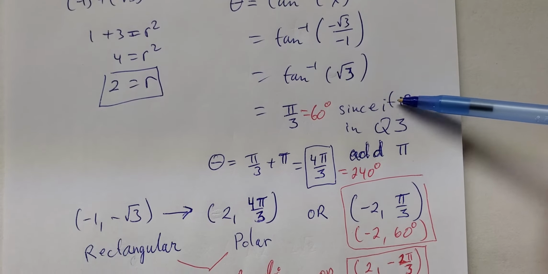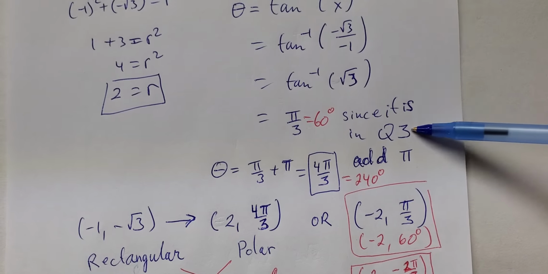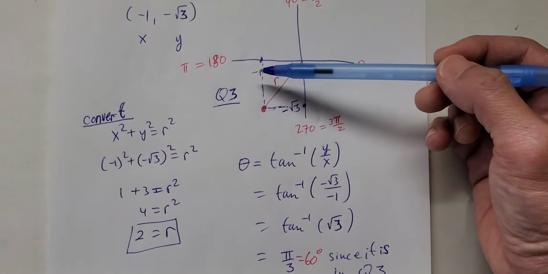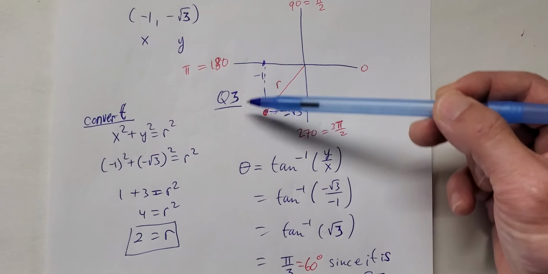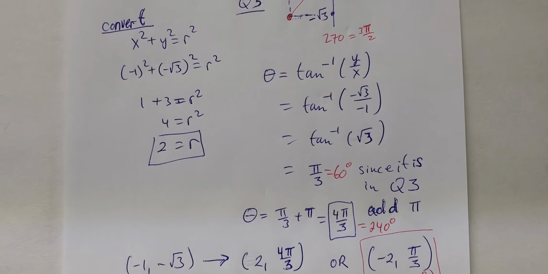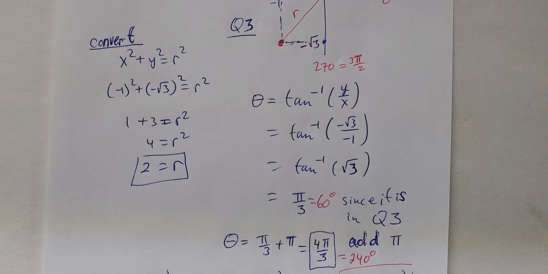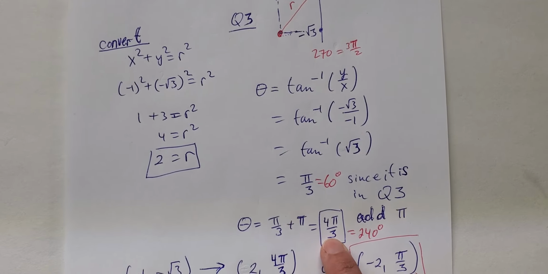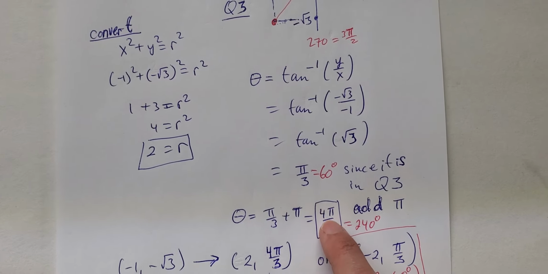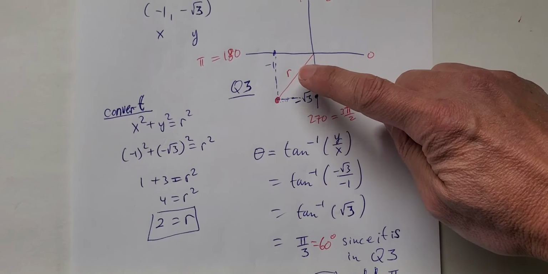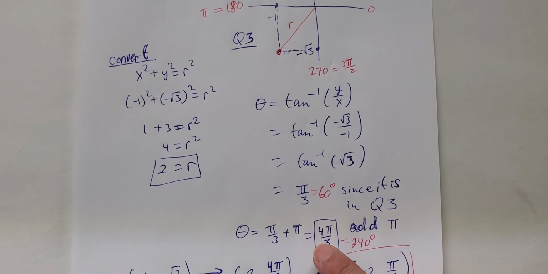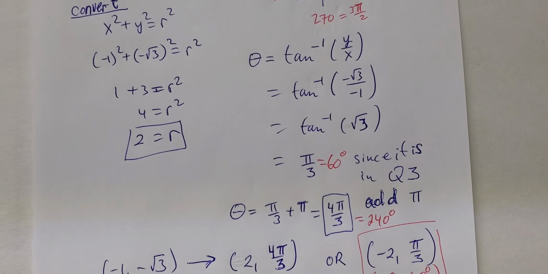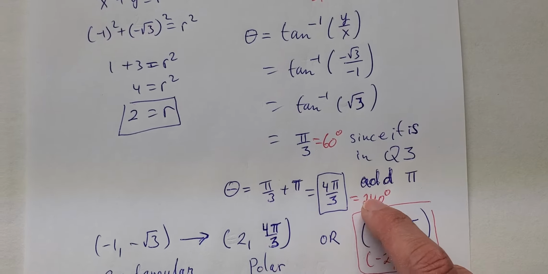Okay. All right. And since this is in quadrant 3, we have to add pi. One more time. Since it is in quadrant 3, how do I know it's quadrant 3? Because x is negative, y is also negative. So quadrant 3. Okay. All right. So be careful because this is in quadrant 3. Therefore, you have to add pi to it. So now it is 4 pi over 3. This is the angle that we're looking for. Okay. Again, we are in quadrant 3, so we have to add pi, which comes out to be 4 pi over 3. Okay. All right. So be very, very careful of that. And then 4 pi over 3, which is 240 degrees.